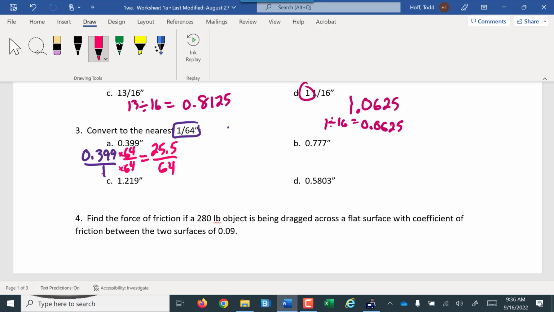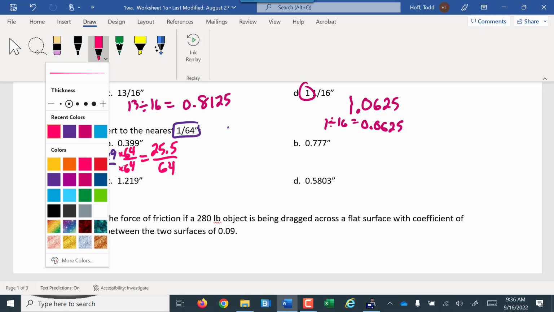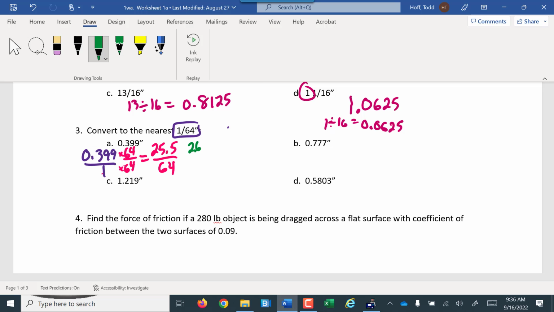25.5 is going to be between 25 and 26. It's closer to 26 64ths. So that'd be 13/32 of an inch.